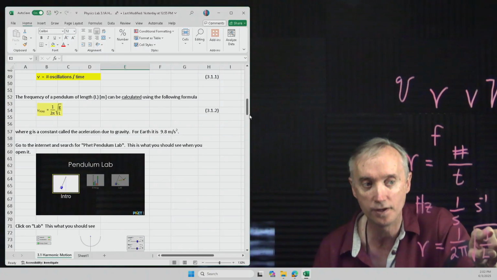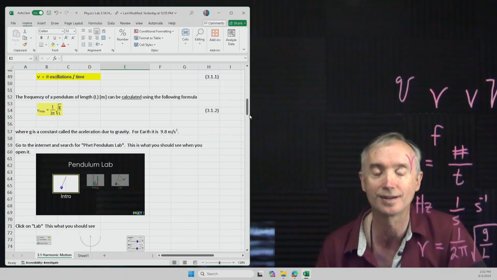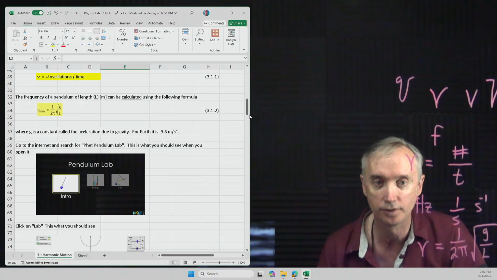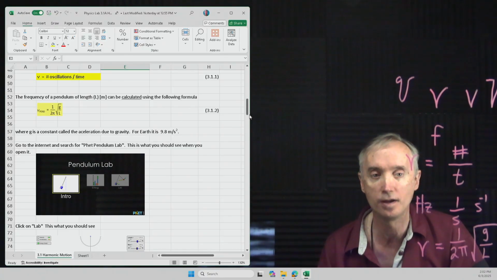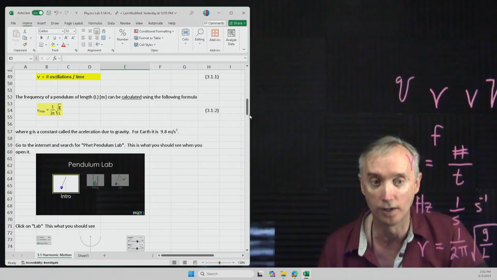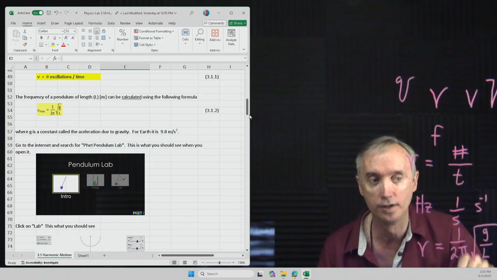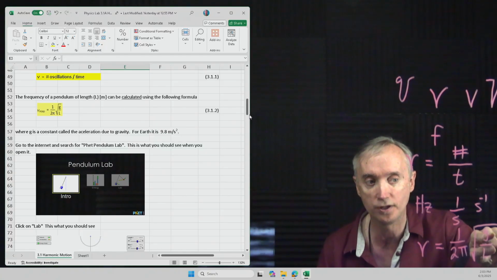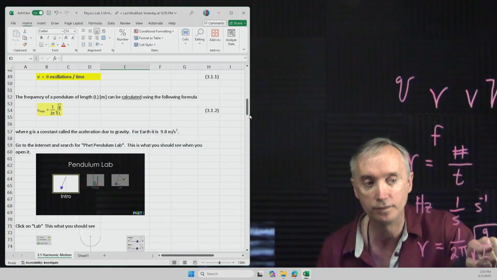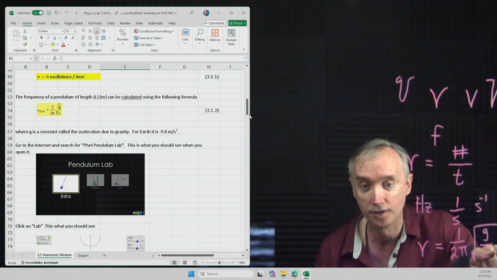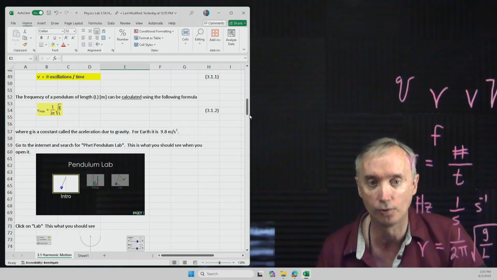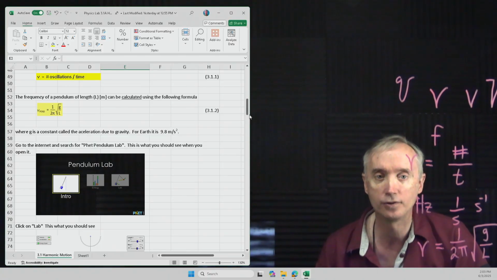No. This is the symbol for the acceleration due to gravity, and it's got a specific number, 9.81. To 3 significant figures, 9.81 is the number that goes in here for g. And then L will be the length in meters. You can't use centimeters. It has to be in meters for this formula. And then pi is 3.14. I'm going to show you how to do that here in just a moment.